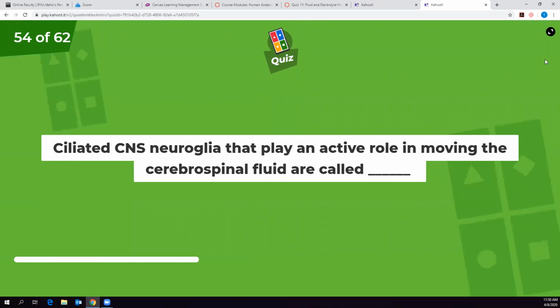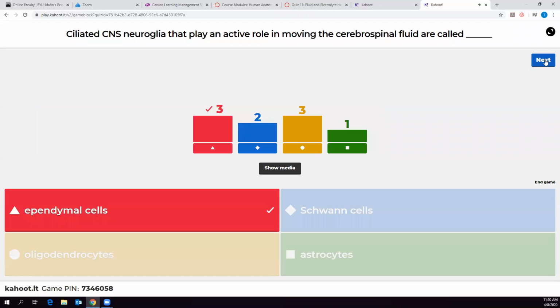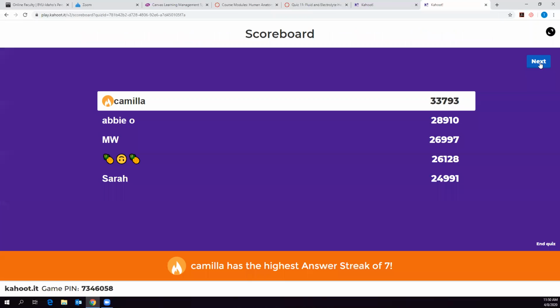All right, ciliated CNS neuroglia that play a role in moving cerebrospinal fluid are... so which are the ones that have cilia on them? Ependymal cells. So that's just a matter of getting used to what the different neuroglia are. Okay, so the ones with cilia that circulate cerebrospinal fluid are ependymal cells.